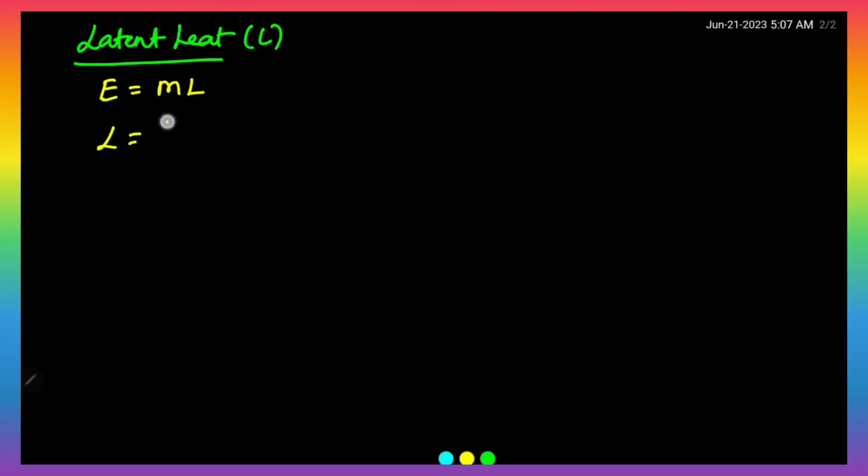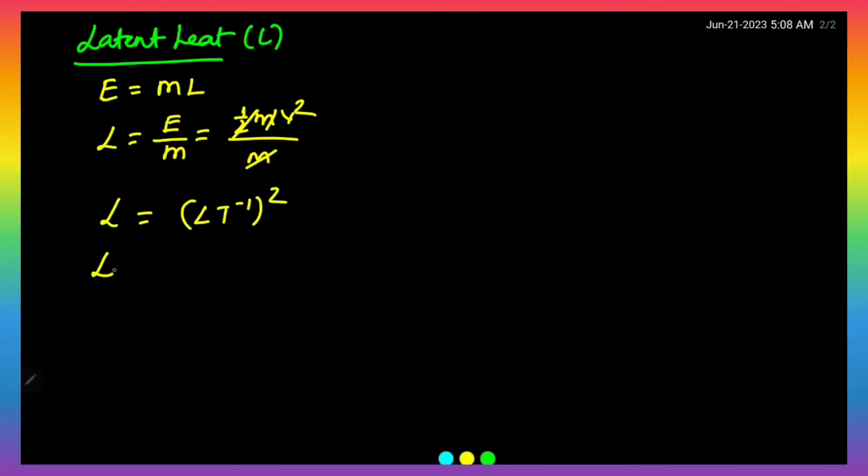Next, my dear students, what is the dimensional formula for latent heat? It is given by letter L. Now quantity of heat energy is nothing but m into latent heat. So latent heat is equal to energy by mass. Energy means we can take half m v square, and mass means M. So M gets cancelled, half does not have any dimensions. Therefore latent heat is L T power minus 1 whole square, so latent heat is taken as L square T power minus 2. This is the dimensional formula for latent heat.